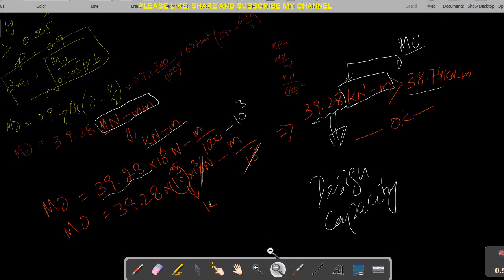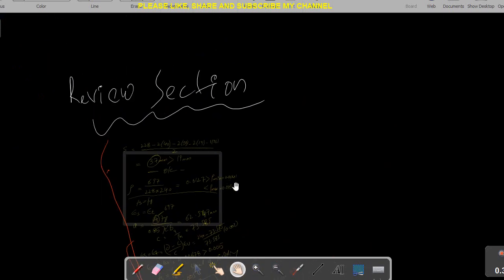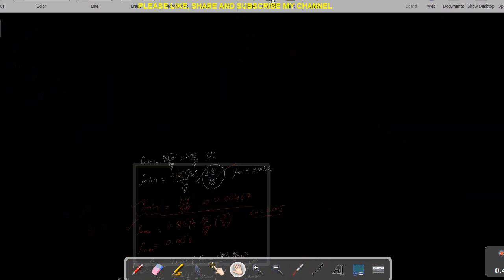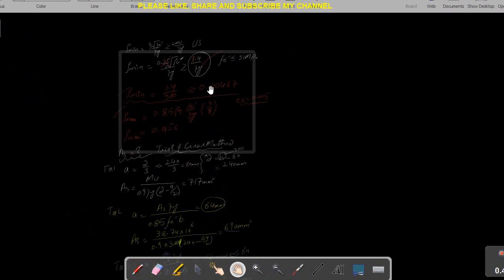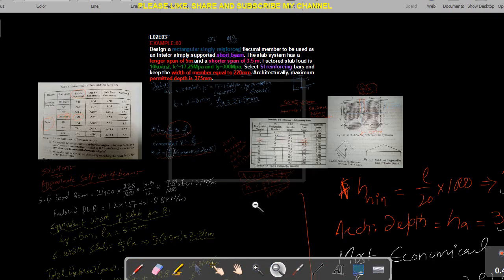As you can see here, this whole page is my review section, while the previous pages are my detailing section, and this one is also the design section, and similarly this is also my design section. So this ends this example with complete design and review.